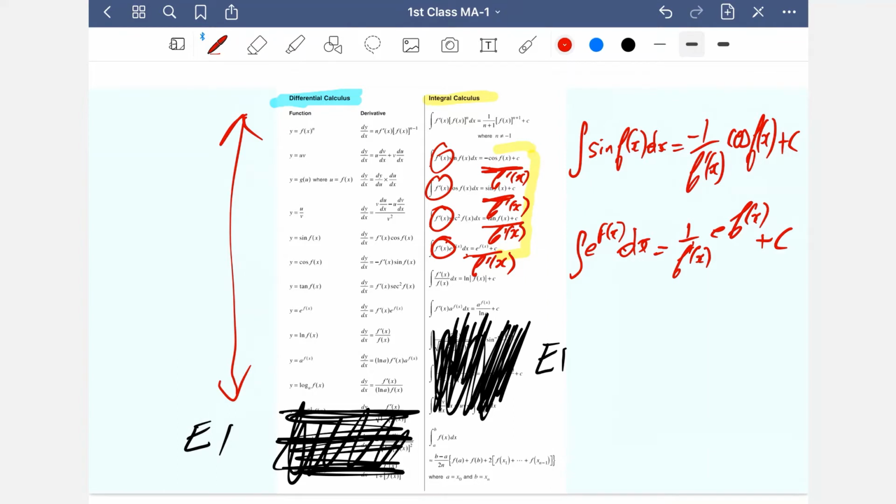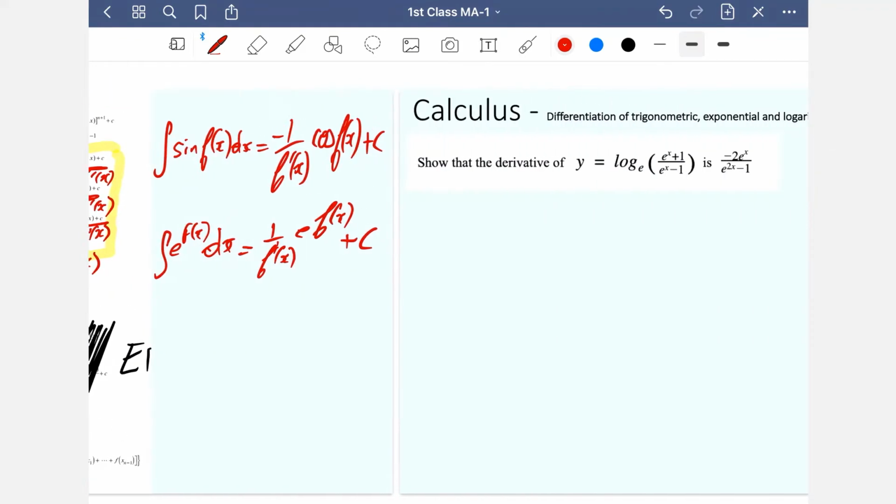So please use the formula sheet. I think it's a wonderful resource, but also try to recall what has been presented to you by your teachers and also in your textbooks. So let's get a start now on our third topic, which is calculus.